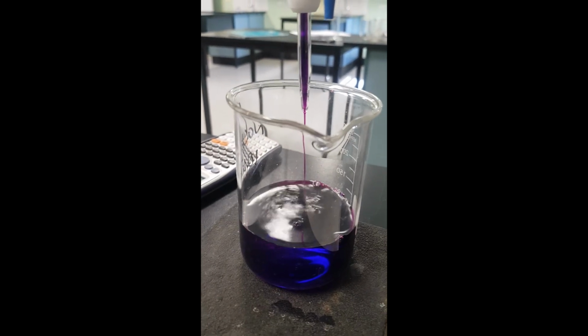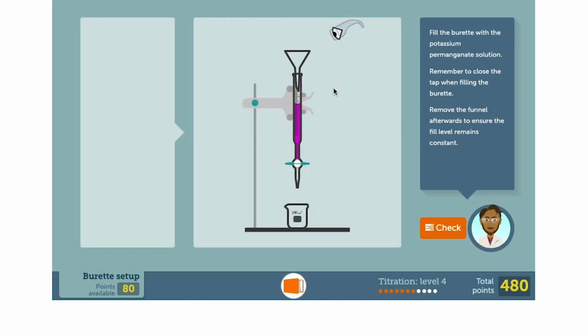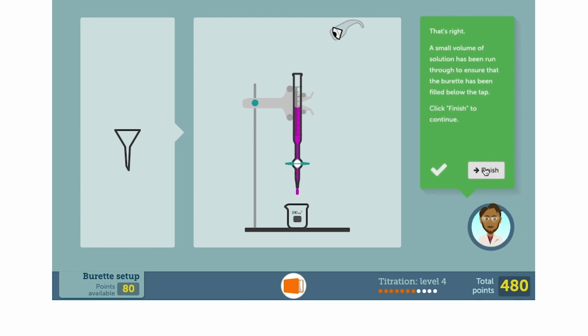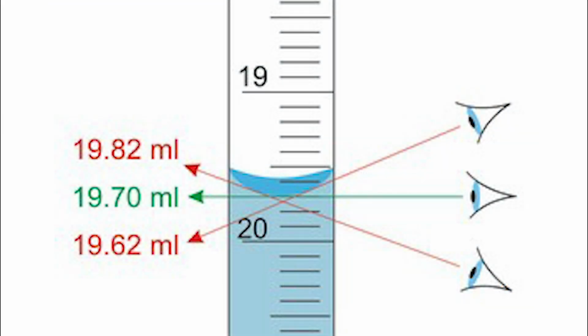This is done as a precaution to make sure the distilled water doesn't dilute the standard solution and allows for accurate results. After cleaning the burette, take out the funnel and release a little bit of the solution to get rid of any air bubbles in the burette, measuring the initial volume after this.